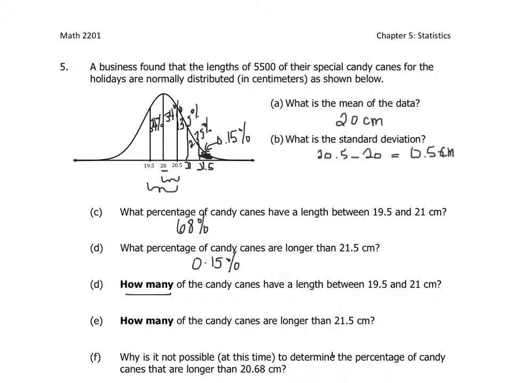And how many of the candy canes have a length between 19.5 and 21? Well, we use from question C, we have 68% of the 5,500 candy canes, which is decimal 68 times 5,500.